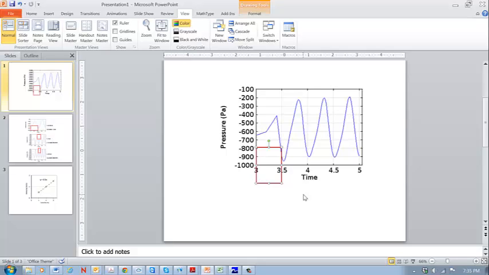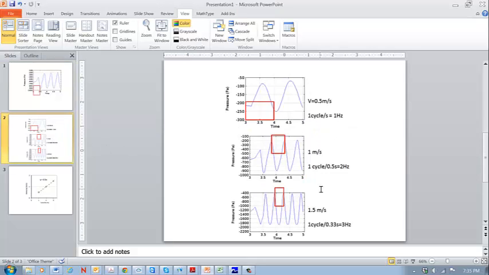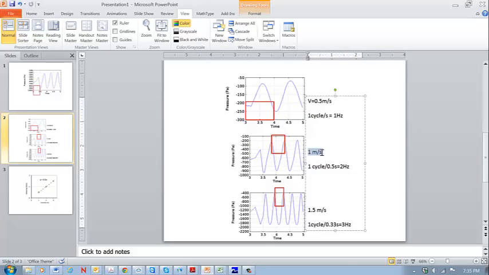So I ran a few more analyses at different flow rates. This is a flow rate of 1 meter per second, so I ran 2 other flow rates, and this slide shows those results. This is the one we just saw. It's got a flow rate of 1 meter per second, and what I did was to calculate the frequency, and frequency is one cycle per the period that it takes for one cycle. So it corresponds to a frequency of 2 hertz.